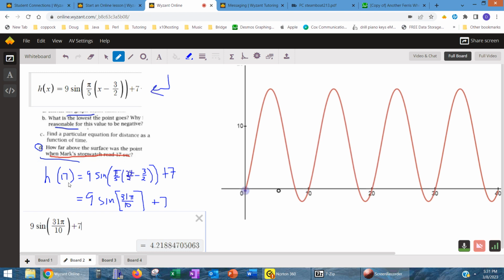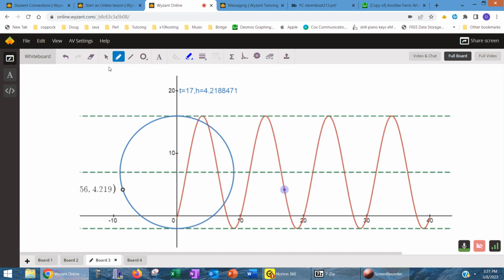Okay, how do you do that algebraically? You want to know what is h of 17? You put 17 in for the x or the t. 17 is the same as 34 halves. We're evaluating 9 sine of 31 pi over 10 plus 7. And there it is, 4.2188. Okay, on board 3, there is that height. When t equals 17, the point on the steamboat wheel is 4.219 feet above the water.